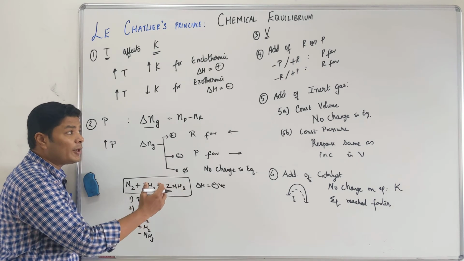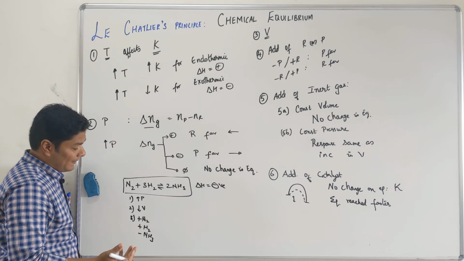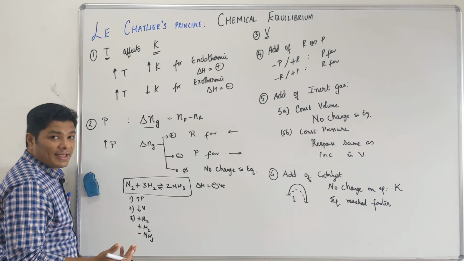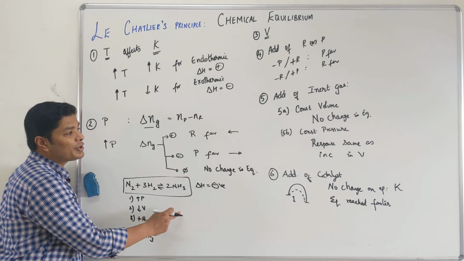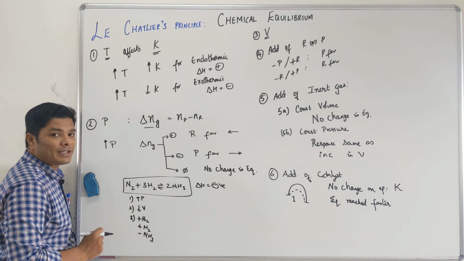So I don't want that. If I want to go forward, I have to do the opposite. But we can't do removal of inert gas, so really we can't do anything to that. Addition of catalyst is not going to change the equilibrium, but it will help me in reaching the equilibrium faster.